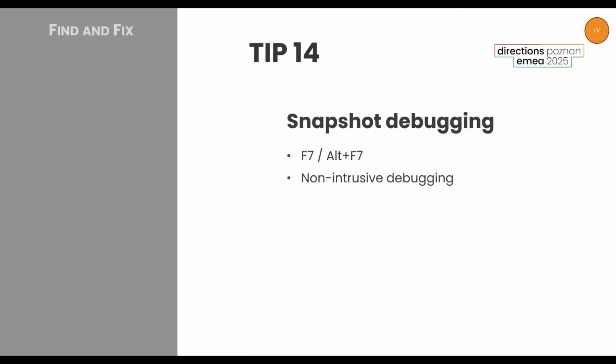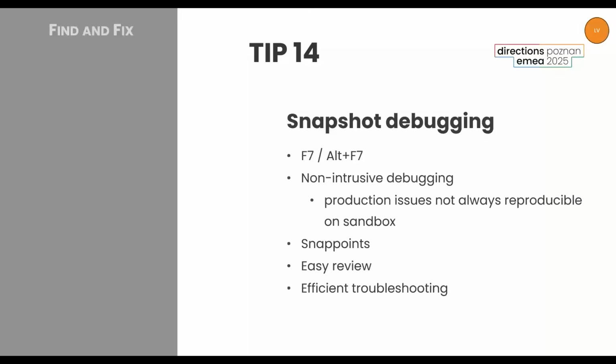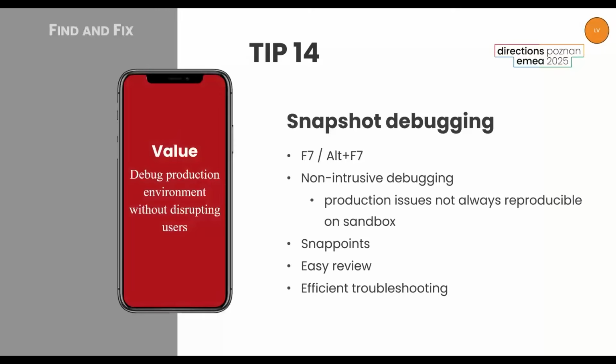Snapshot debugging. A short reminder for those who haven't used it that much. Shortcuts are F7 and Alt F7 from VS Code. It's of course not debugging, it's recording. When you execute it with F7 and stop it with Alt F7, you have a recording which you can go through like your debugging. Any breakpoint you set in the debugger becomes a snap point. That's where things are recorded.